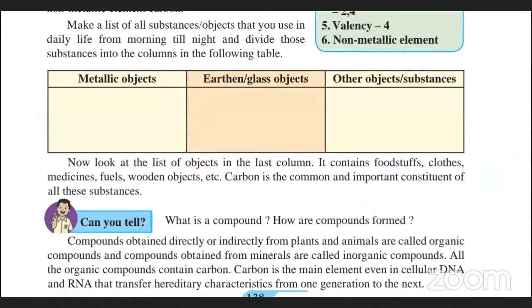Any doubt, students, regarding the occurrence of carbon?